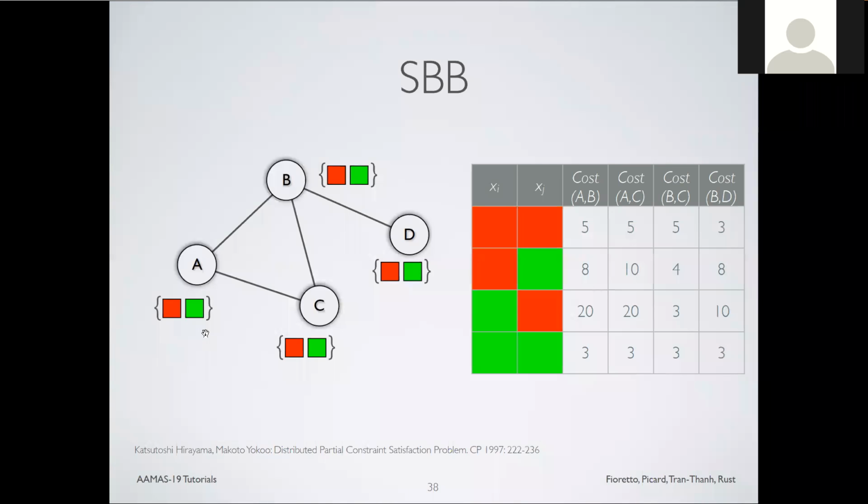So at the end of the full iteration, we need to get the values of all these variables A, B, C, D such that the total cost will be minimized. That is our objective.